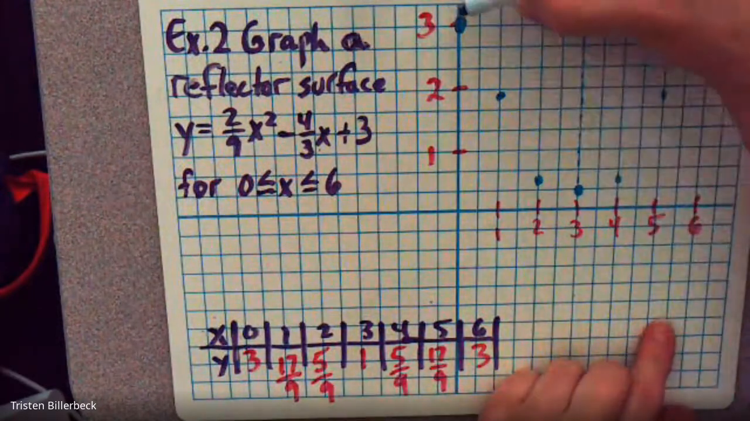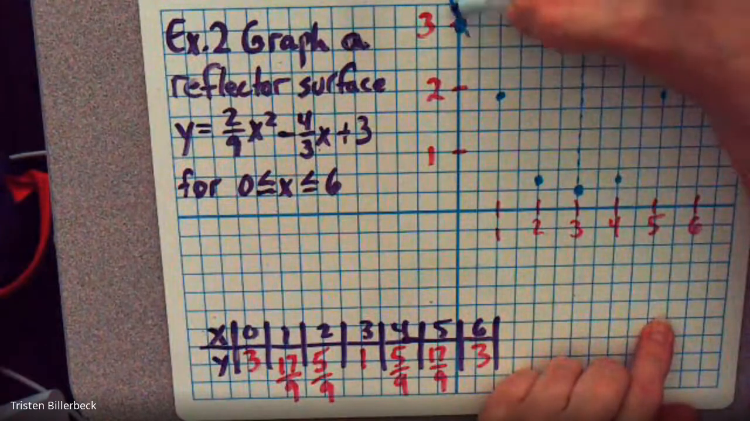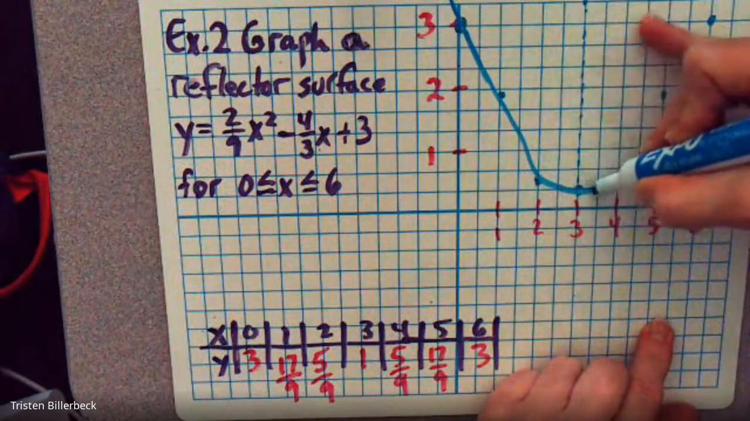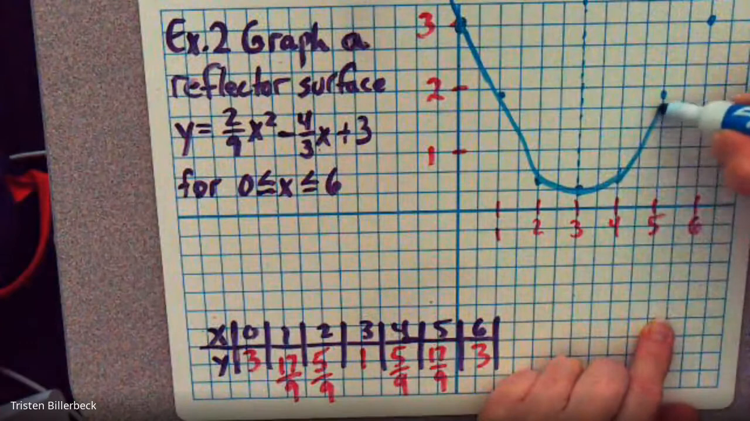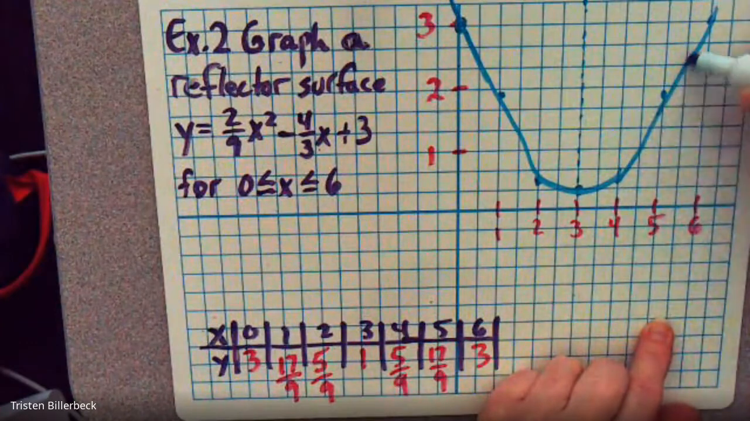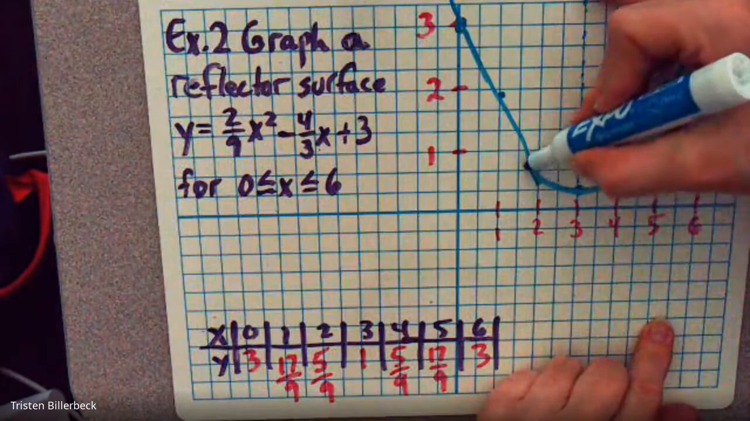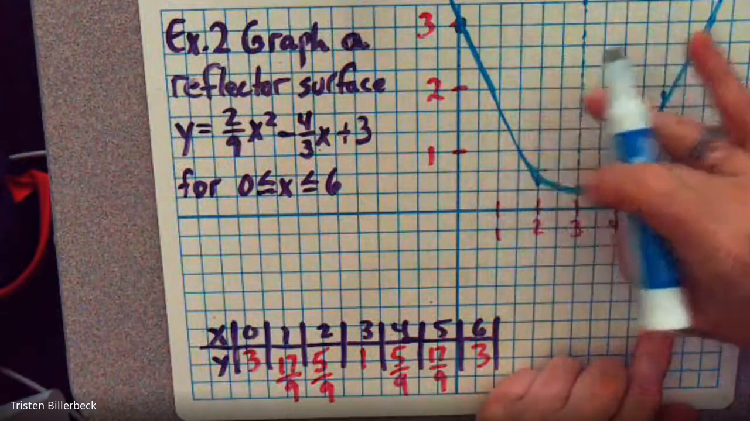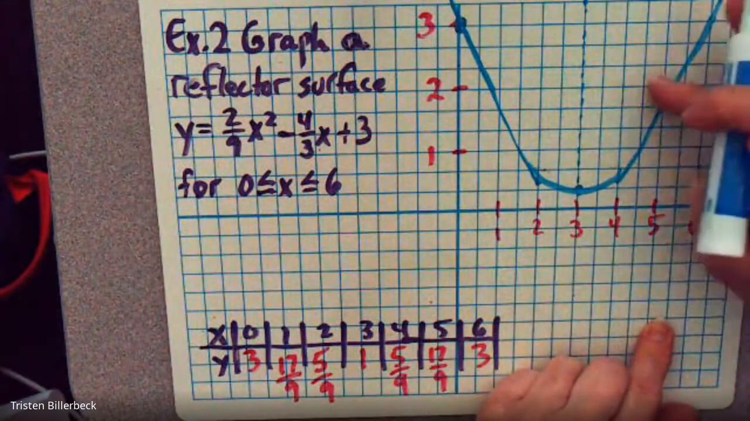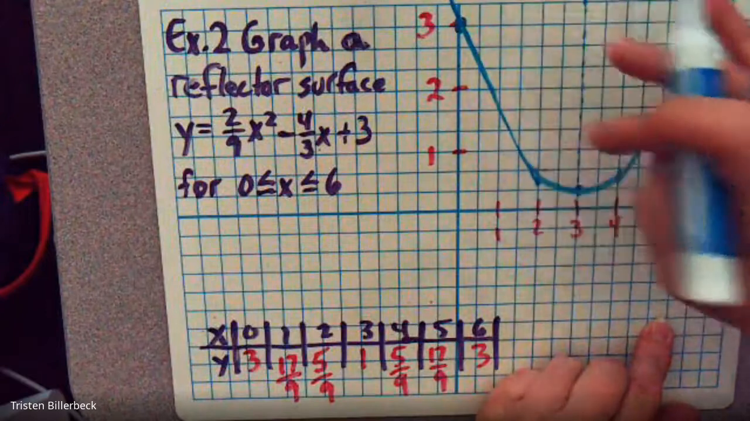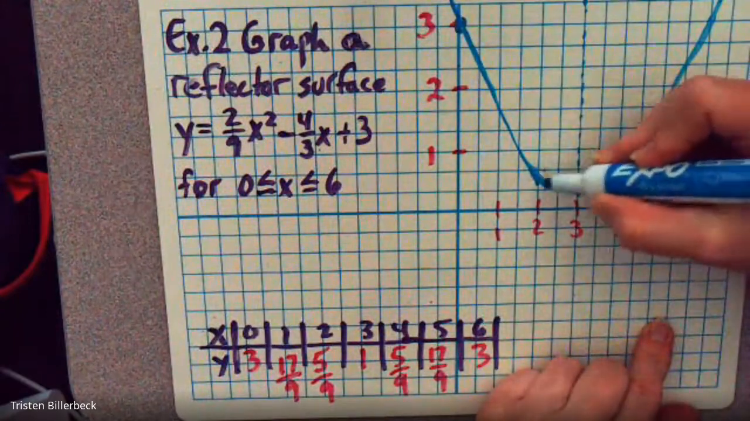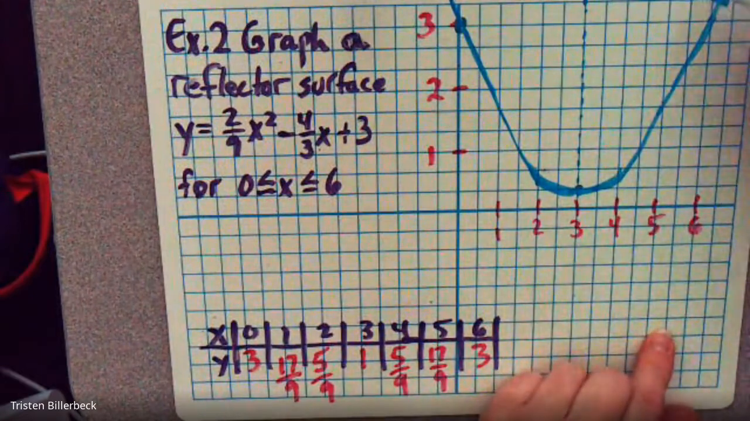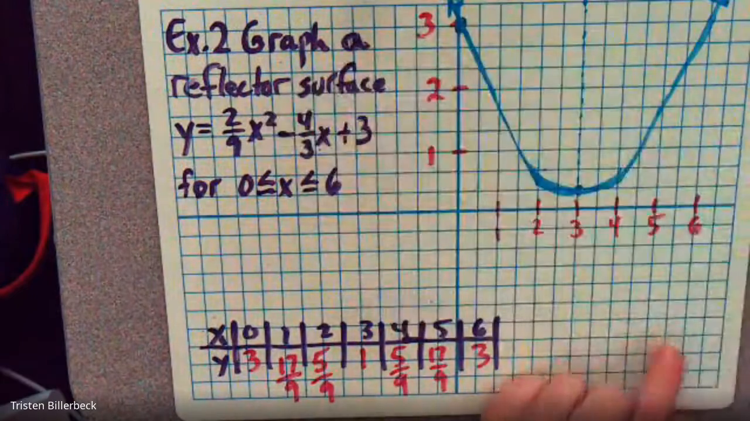Okay, so that wasn't so bad. Gave us a little fraction practice. Yeah, I think my points were off a little bit there. Oh, I think we'll just ease it out like that. Like I said, it's hard to graph those little things, those fractions are hard. Okay, so there we have it. A parabola of the reflector surface.